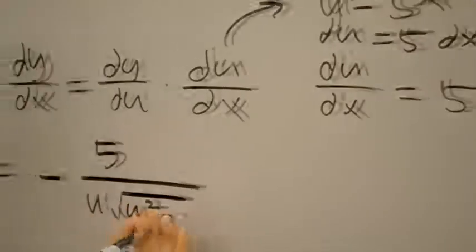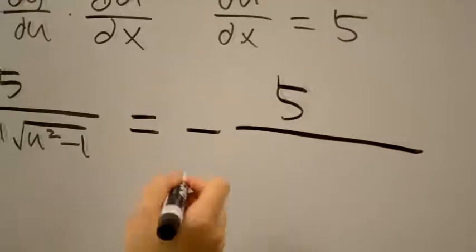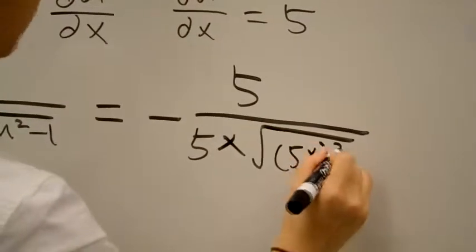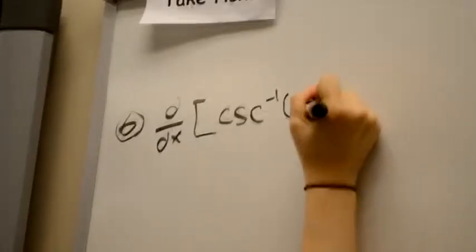And so we know that it's going to be negative 5 over u times the square root of u squared minus 1. And we're just going to put 5x in the u place because we let u be 5x the first time.